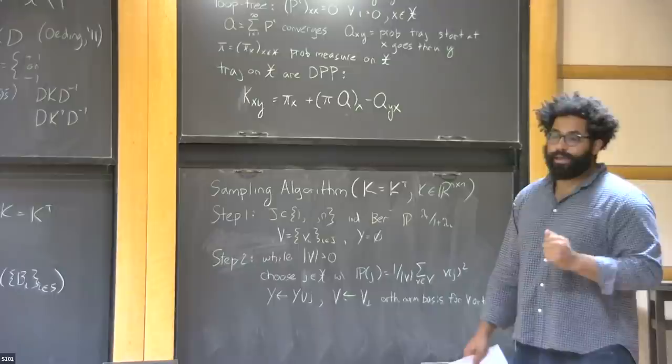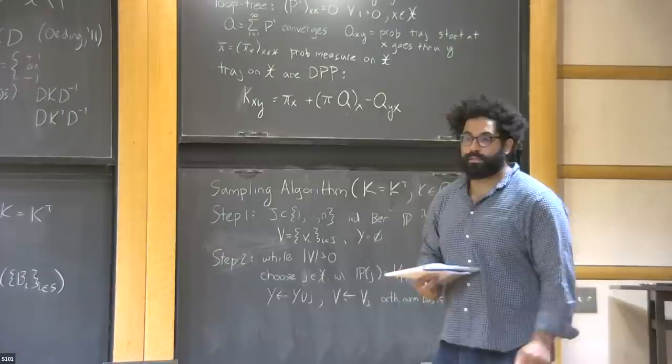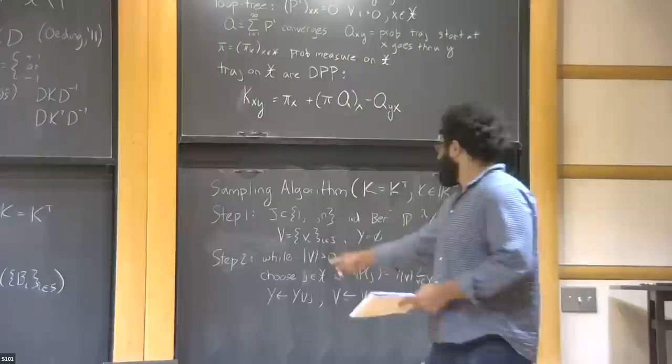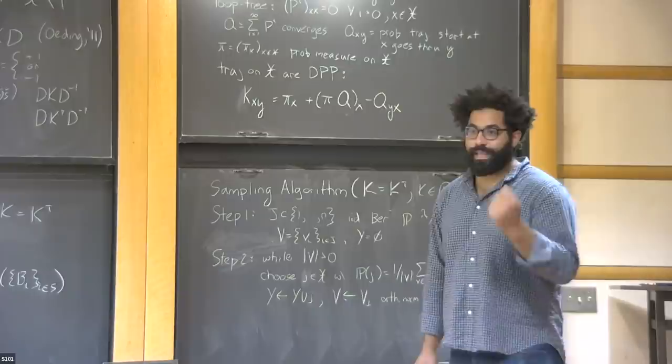But what did you do to Y? I just added J to Y. I said I chose J, and now it's one of my elements. And then I just repeat: make the projection again once you remove J's linear subspace. I keep going until V is empty, until V has empty space.